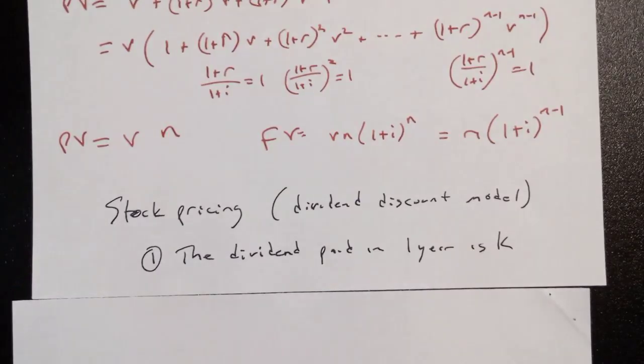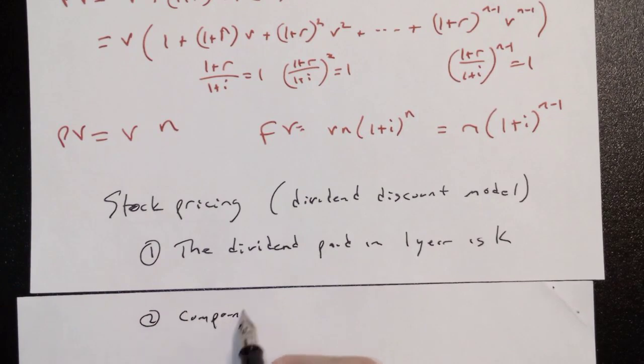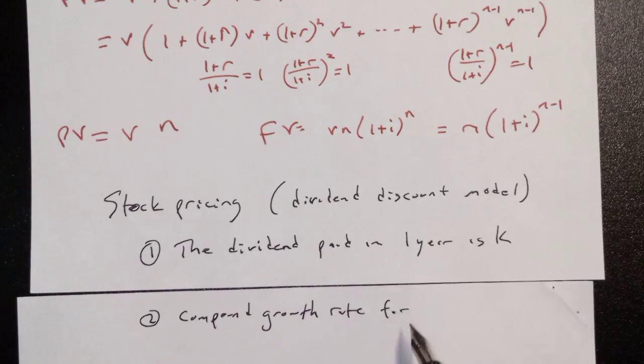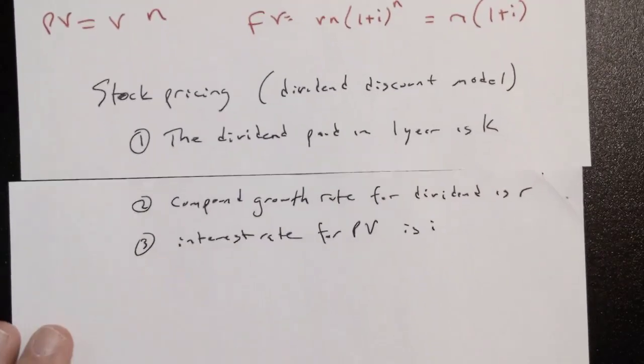First year, it's K. Compound growth rate for the dividend is R. Interest rate for present value calculations is I. So I'm really looking at the same three ideas here. You're going to earn some money next year. That's our K value.